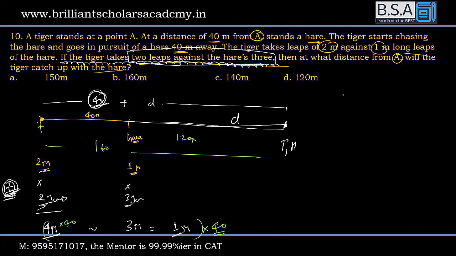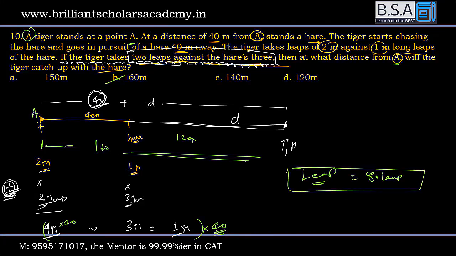So what is the question? At what distance from A will the tiger catch up? Where is tiger? Tiger is at A. So from A, at what distance? 160 meters. You can also answer how many leaps did the tiger take? 40 times 2, 80 leaps. In 80 leaps, tiger will catch up with the hare. It will catch up, not caught. They are at the same point.